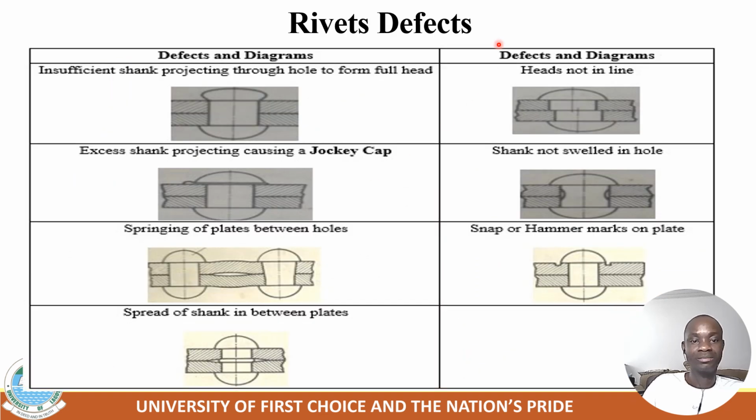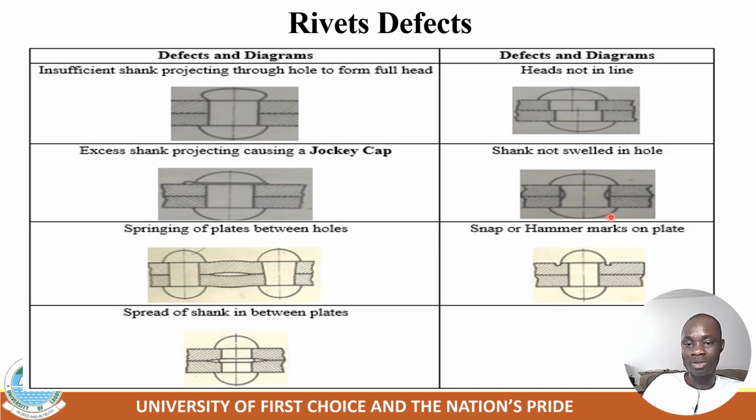Rivet defects. There's no perfection. While you are carrying out your rivet exercises, there are bound to be rivet defects. This one occurs as insufficient shank projecting, which is a defect. This one is also a head not aligned. This one is a jockey cap.